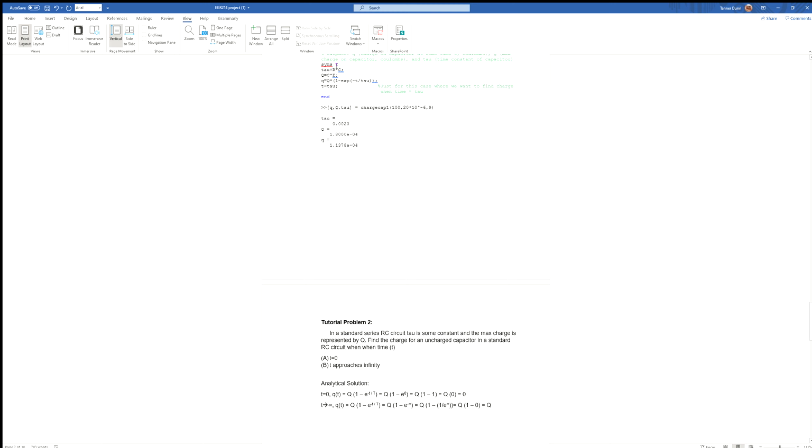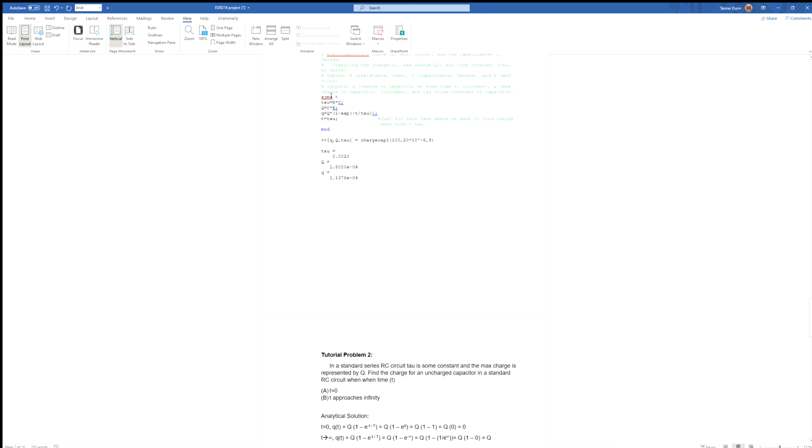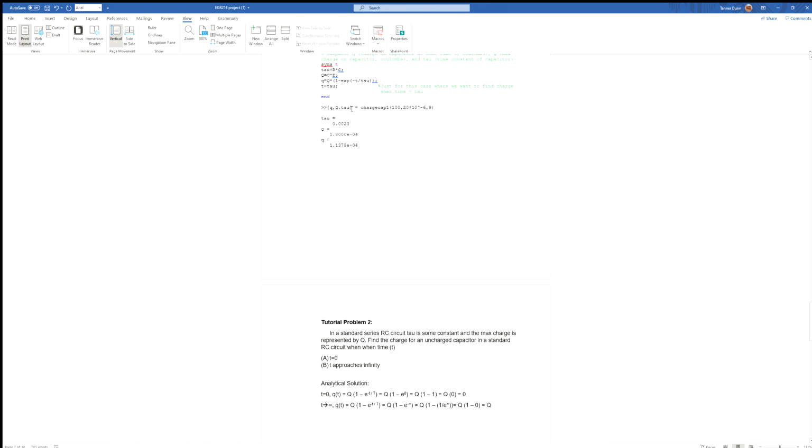So we use the syms command because t doesn't have a variable, and then type in our tau, our max charge, and then our charge with respect to time. And then for this situation, because our time equals our time constant, just for this situation, it can change. We can then use these values and plug in here.